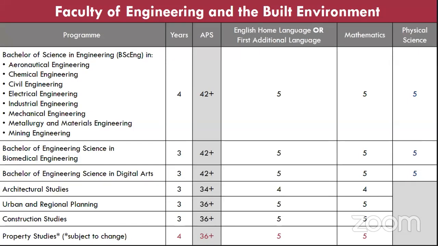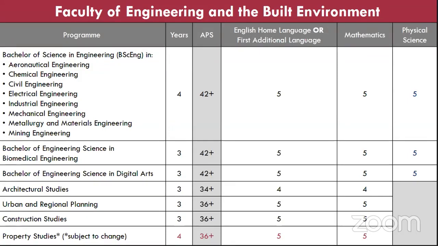If we go into the built environment, where it starts with architectural studies right through to property studies, different APS there, years of studies, 3 years, with exception to property studies. For architecture, you will need 34 APS, English at level 4, maths at level 4, no physical science requirement.